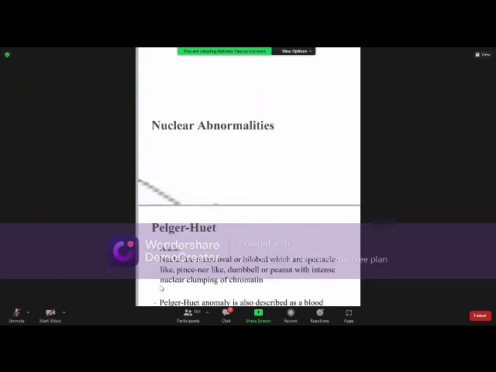So when it comes to neutrophilic abnormalities, it's just further classified into two. It's either you have nuclear abnormalities or cytoplasmic abnormalities. Pag sinabi natin nuclear, you just count the number of lobes. So it's either more than 5 or less than 3. Kasi ang normal natin is 3 to 5, right?